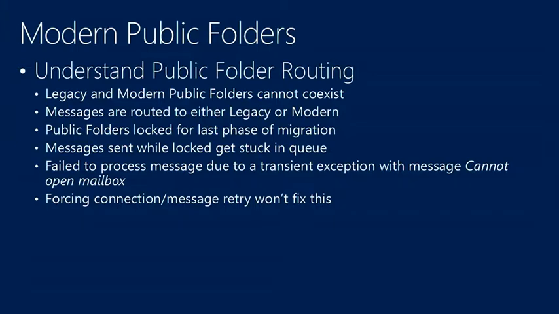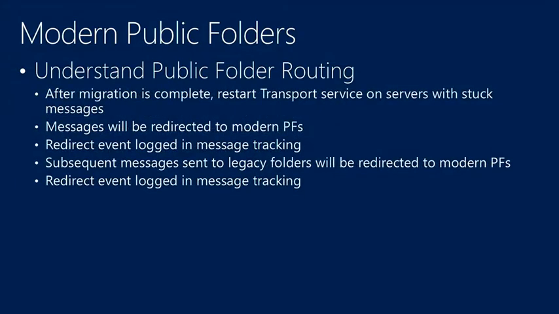What you actually need to do is wait for the migration to complete, unlock the modern public folders, and then on every transport server where you have these messages stuck, simply stop and restart the transport service, and that will free them up out of the queue and redirect them to the new modern public folders. And if you look at the message tracking logs, you'll actually see that redirection listed in there as well.